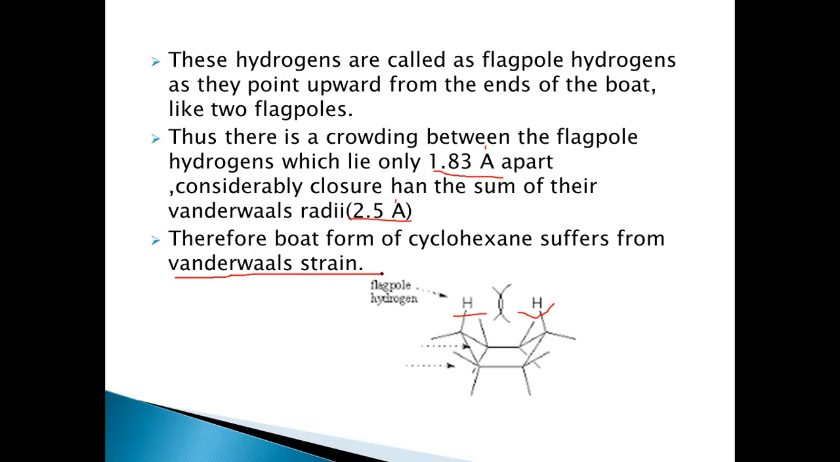So what is this van der Waals strain? It arises because of the crowding of hydrogens, where the distance between the hydrogens is less than the sum of their van der Waals radii. When we observe this here, the distance between these two hydrogens is only 1.83 angstroms, which is less than the sum of their van der Waals radii, that is 2.5. So it is suffering from van der Waals strain too.